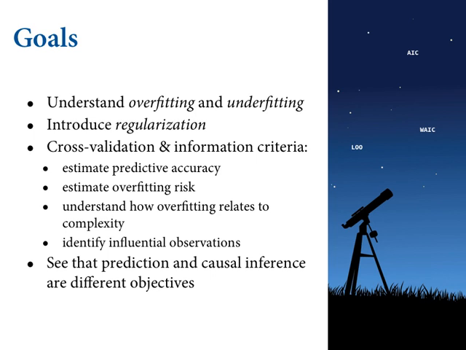Cross-validation and information criteria are tools you can use to cope with overfitting. They don't solve it, but they measure it. They help you estimate predictive accuracy out of sample. They estimate the overfitting risk of a model. And they help us understand the relationship between model complexity and the monsters on the cliff.